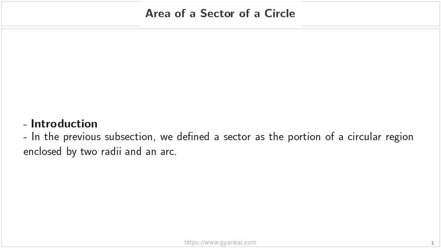Welcome, everyone. Today, we are going to explore the area of a sector of a circle. Before we dive into the calculations, let's quickly recap what we've already learned. In our previous lesson, we defined a sector as that specific portion of a circular region that is enclosed by two radii and an arc, essentially, a slice of the circle.